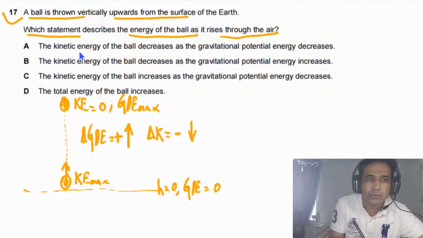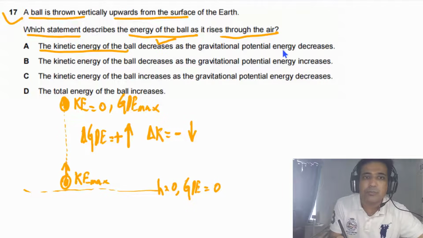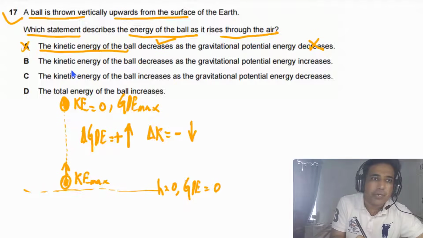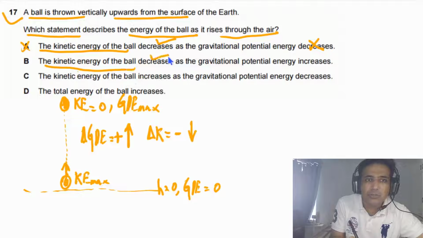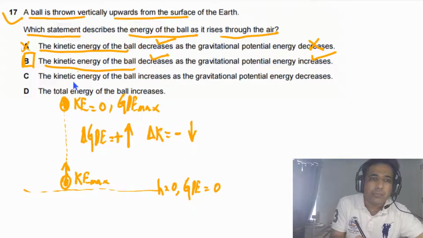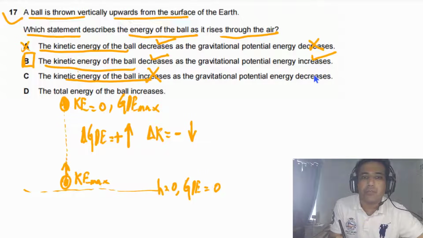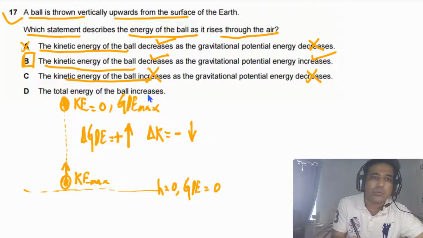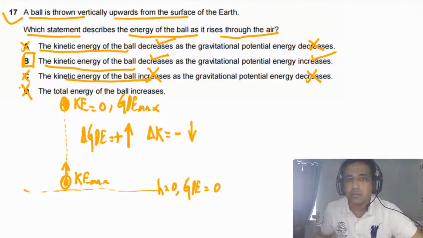Now if you look at the given options, kinetic energy of the ball decreases. This is true. Potential energy of the ball decreases. No, potential energy increases, so this is incorrect. Kinetic energy of the ball decreases. This is true because the change in kinetic energy will be negative. Potential energy increases. Yes, this is also true. So the answer for this question is B. If you look at option C, kinetic energy of the ball increases. This is incorrect. Potential energy decreases. Incorrect. Total energy of the ball increases. No, total energy remains constant. So the answer for this question is B.